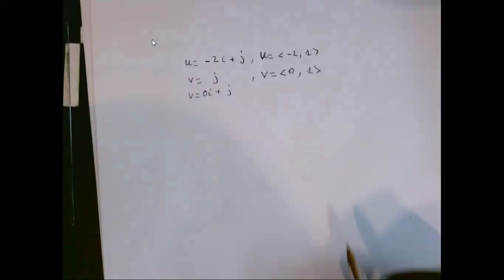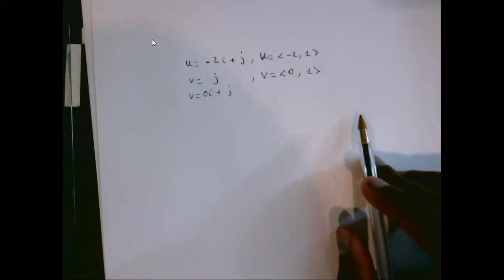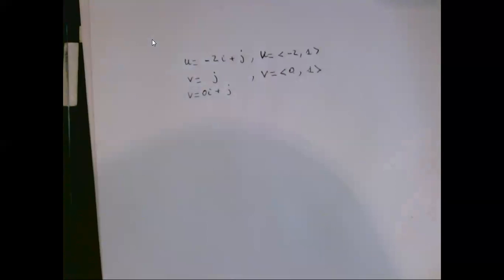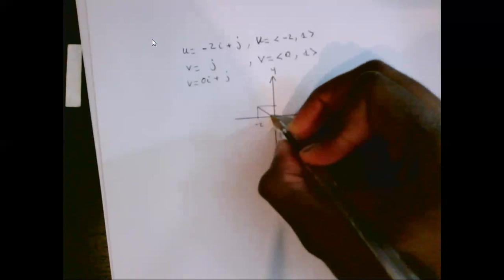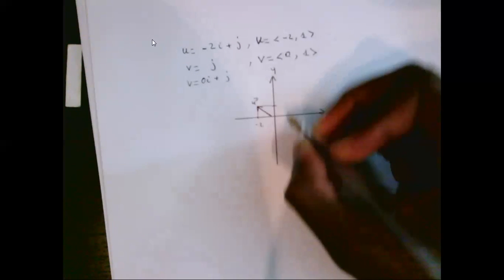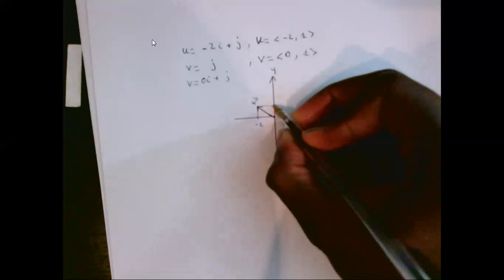Now I'm looking for the angle between those two vectors. In the plane, this is what it looks like, on the x y axis. Negative 2 is here, 1 is here. This is my vector u, and my vector v, 0 and 1, is somewhere here. So I'm looking for this angle here, theta.